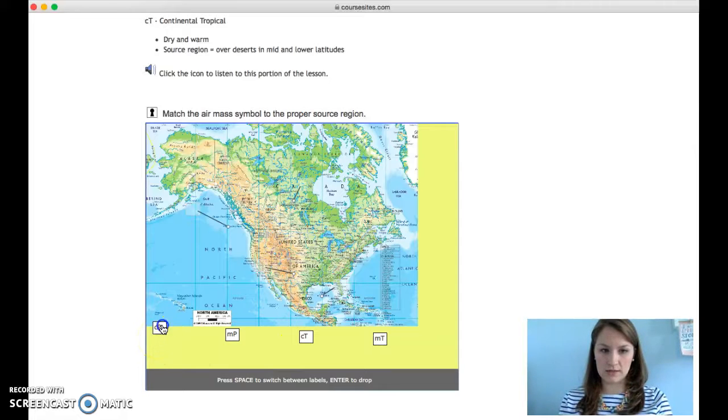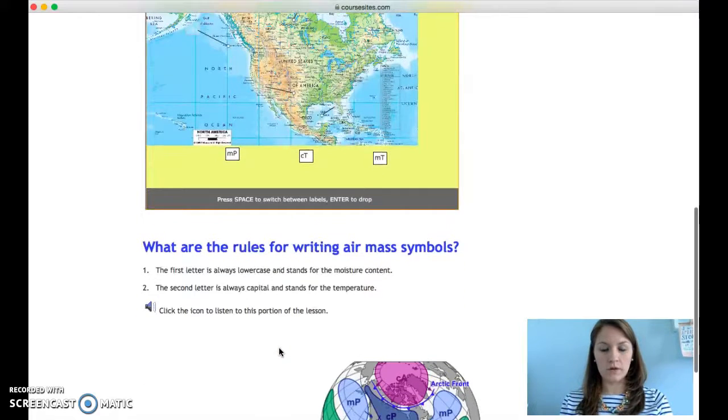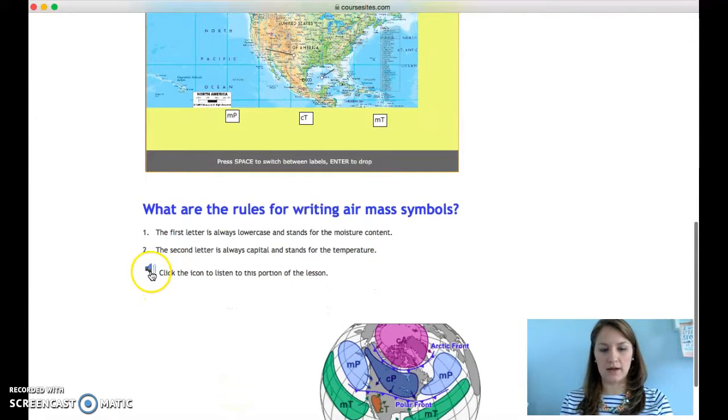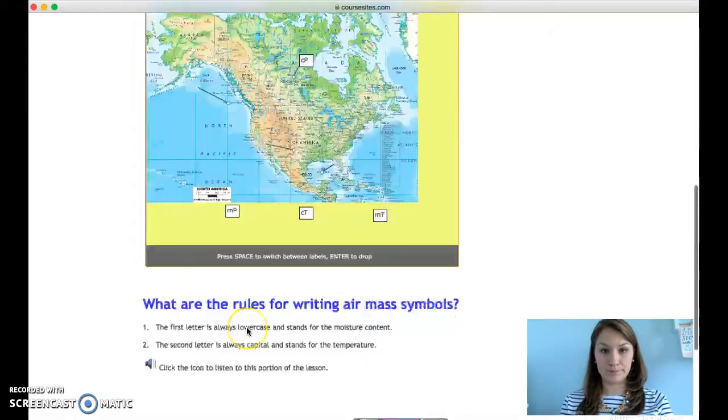So a cP, a continental polar, should be on the land in the north. And if it works, you'll hear that noise. If it is incorrect, so continental tropical, it's going to go right back, so students would know that they would have to try again. I also included a section on what the rules are for writing air mass symbols, as well as voiceover again.